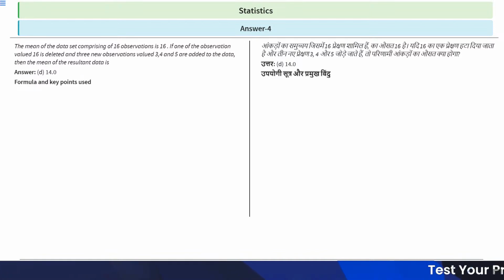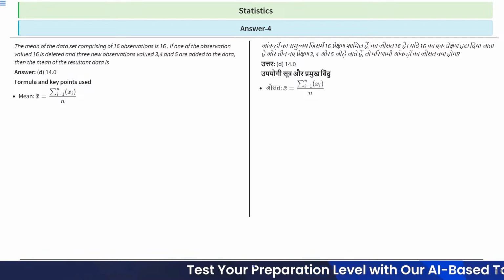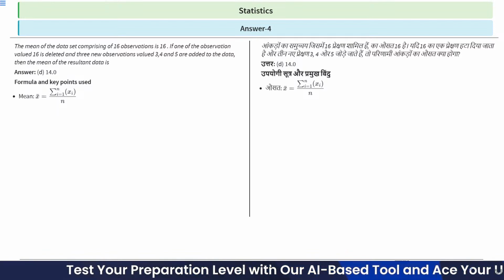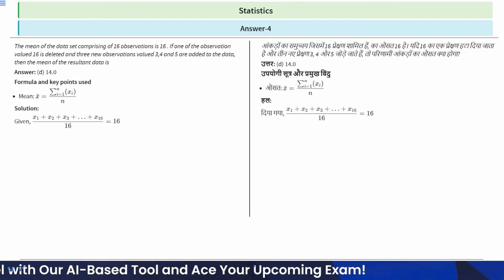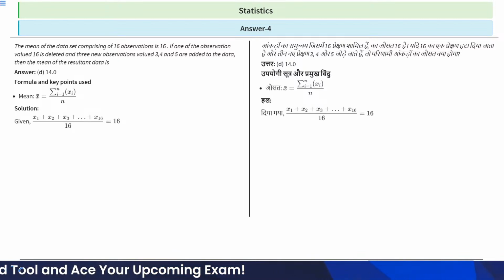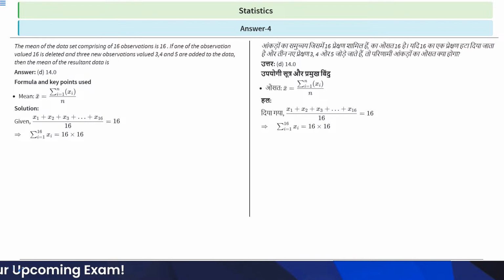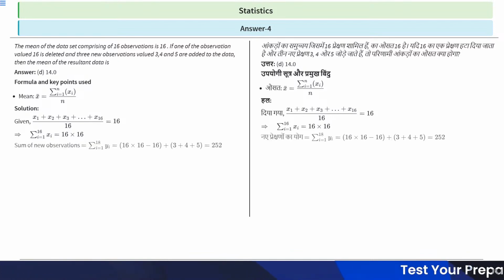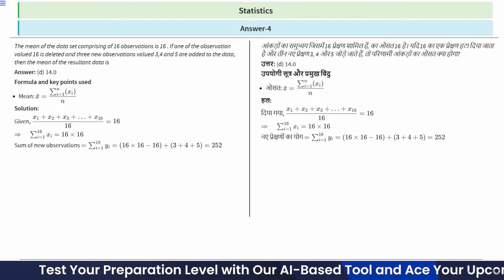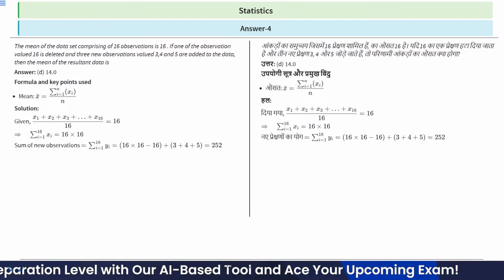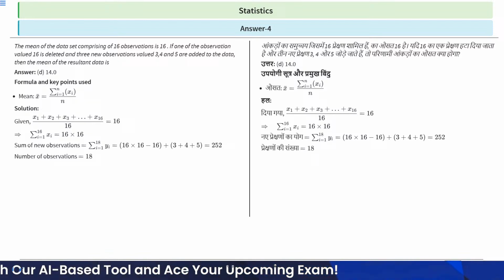See, the formula and key points we'll use in this question is mean x bar is equal to summation of i equal to 1 to n xi upon n. So given x1 plus x2 plus x3 till x16 upon 16 is equal to 16. Therefore, summation of i equal to 1 to 16 xi is equal to 16 into 16. So the sum of new observations, summation of i equal to 1 to 18 yi, is equal to 16 into 16 minus 16 plus 3 plus 4 plus 5, which is equal to 252.